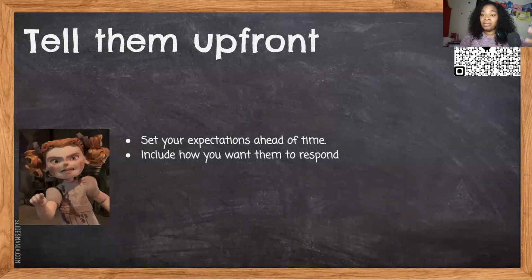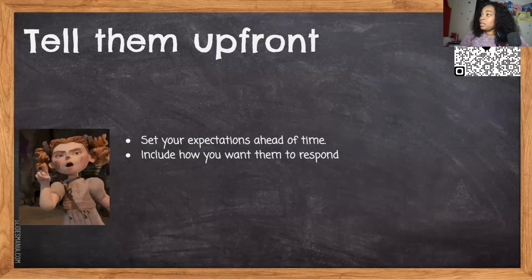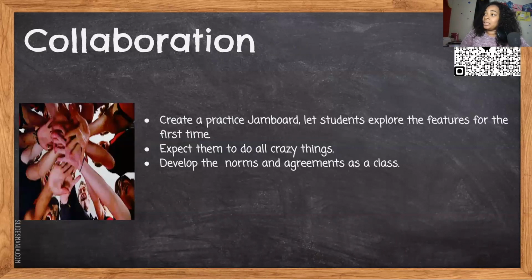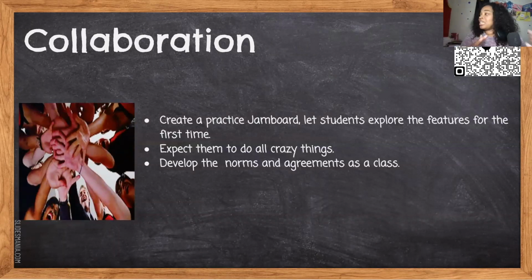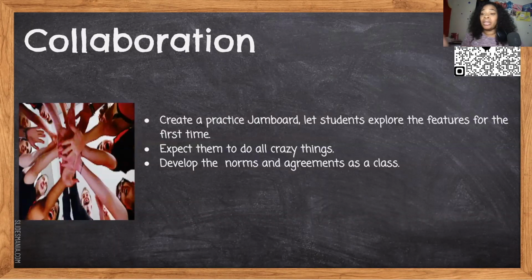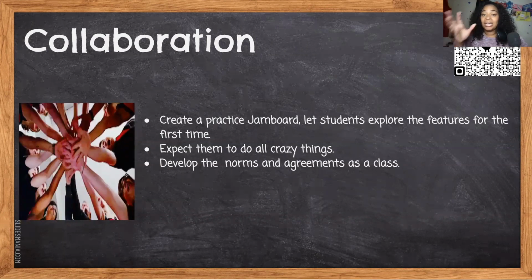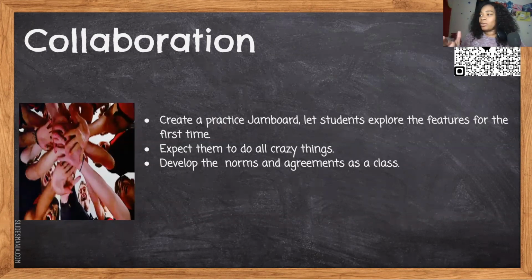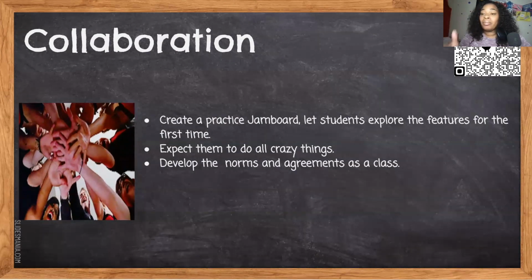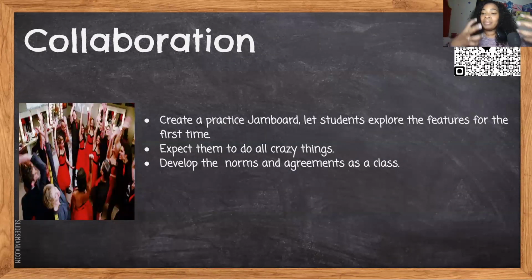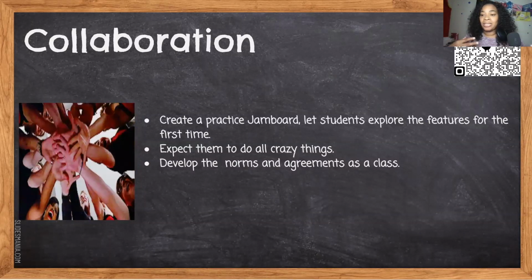That's one way to set the expectations. Another way to set the expectations is through collaboration. Create a practice Jamboard. Let the students explore the features for the first time. Don't tell them anything. Just give it to them, let them practice, and let them do whatever. Expect them to do the crazy things that we know they're going to do. But from that learning experience, come together and develop the norms and agreements as a class.